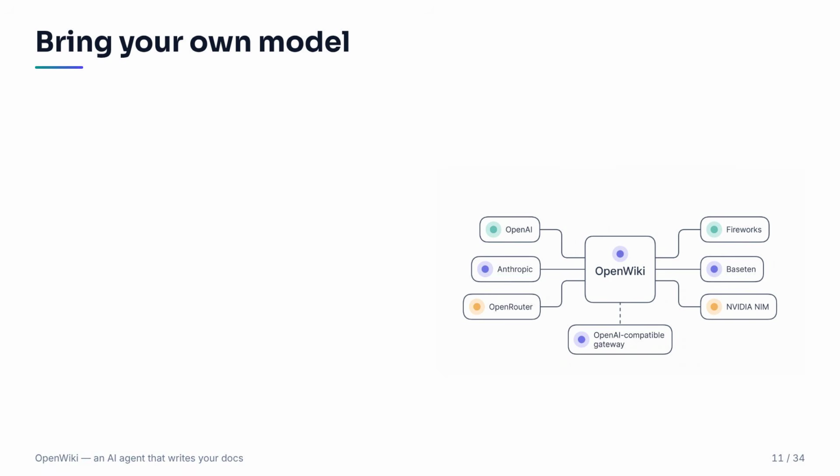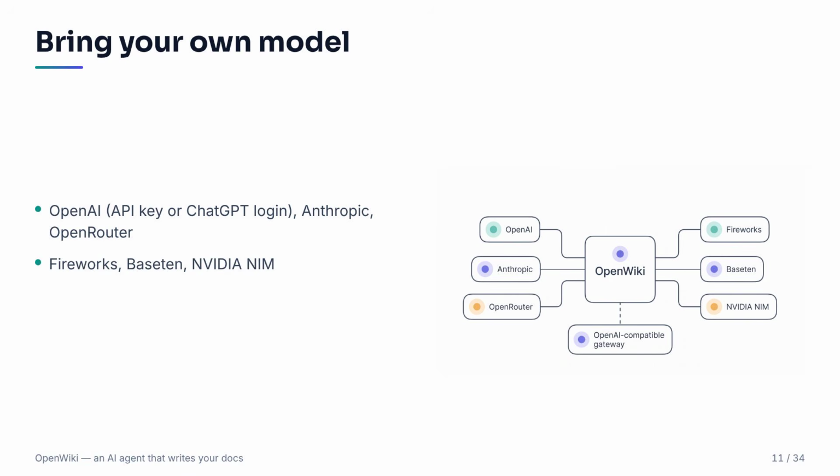It's also model agnostic. Out of the box, you can use OpenAI with an API key or even your ChatGPT subscription login, plus Anthropic, OpenRouter, Fireworks, Baseten, and NVIDIA NIM. And if you run a gateway that speaks the OpenAI protocol, that works too. All the providers are centralized in one config file, so adding a new one is a small, contained change.